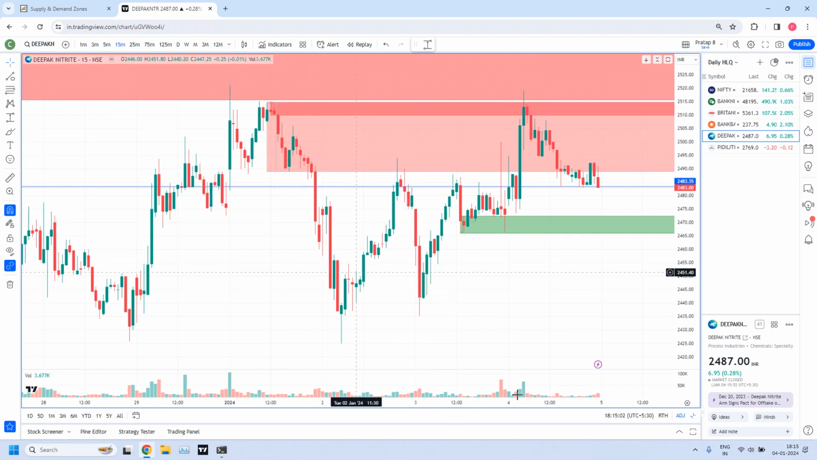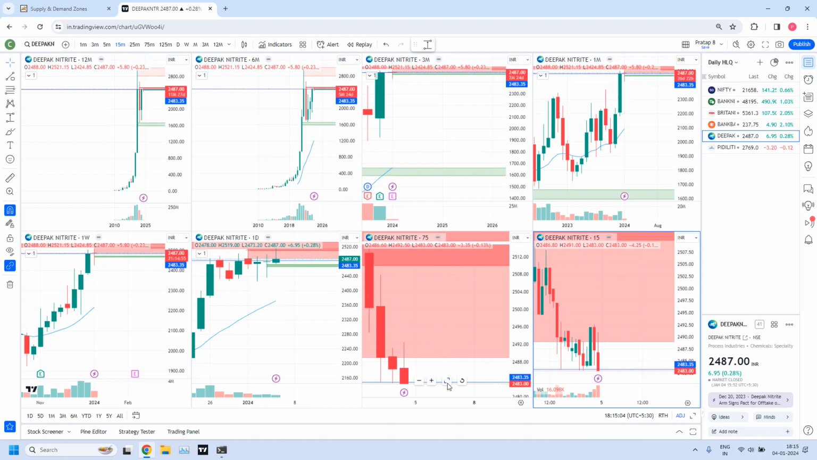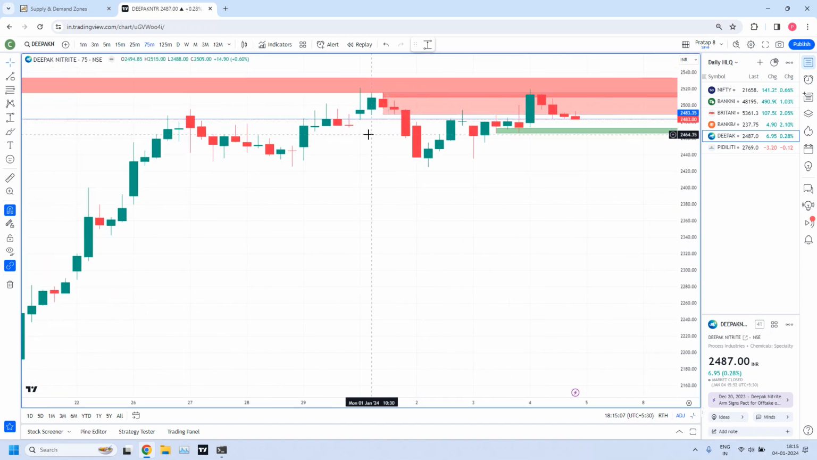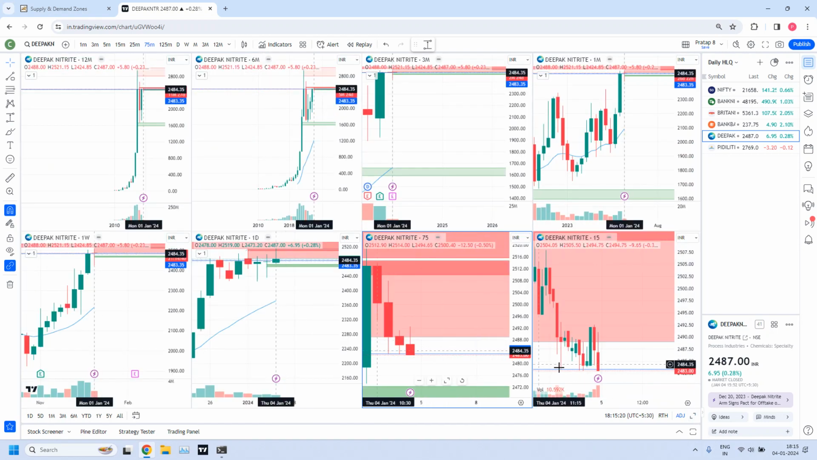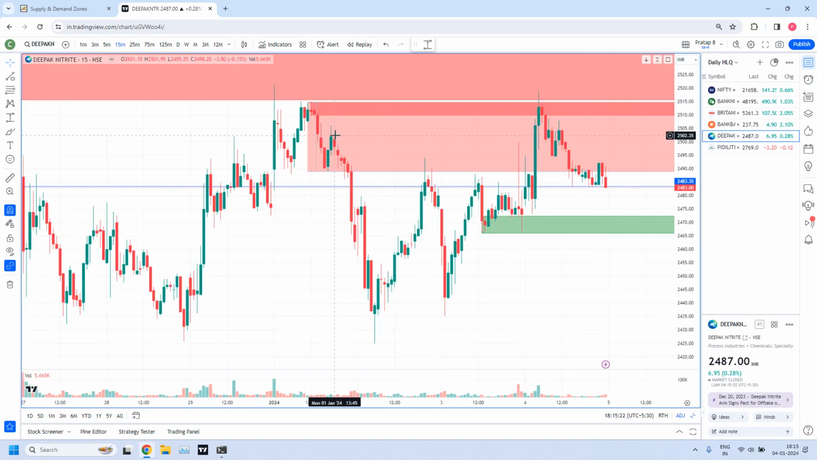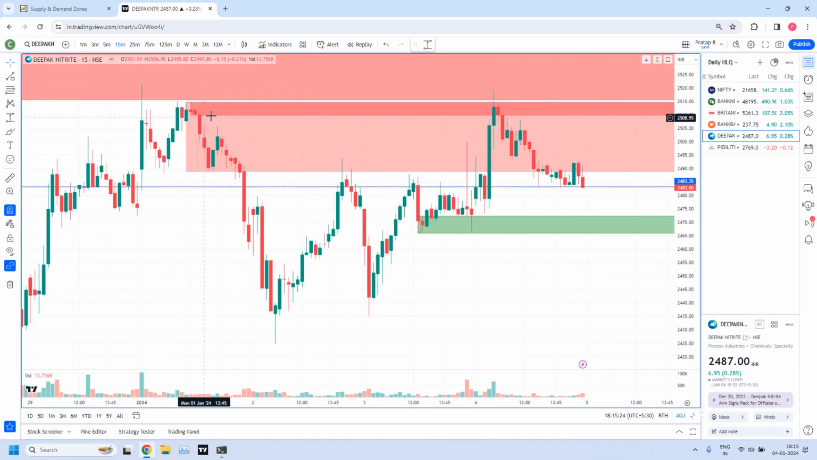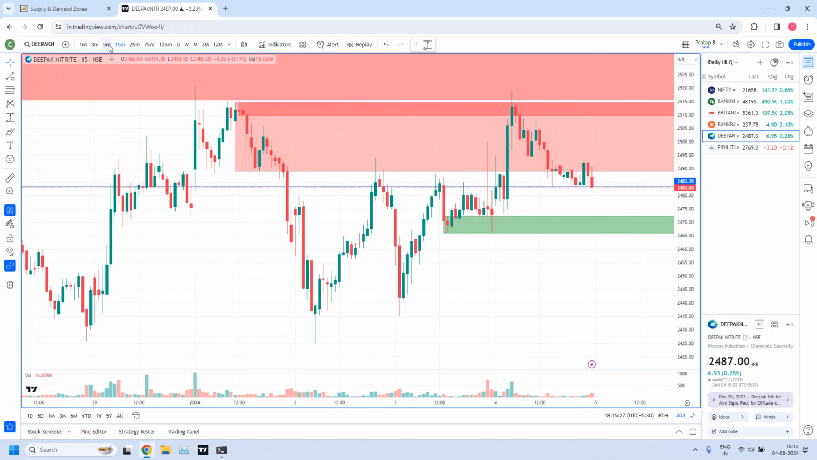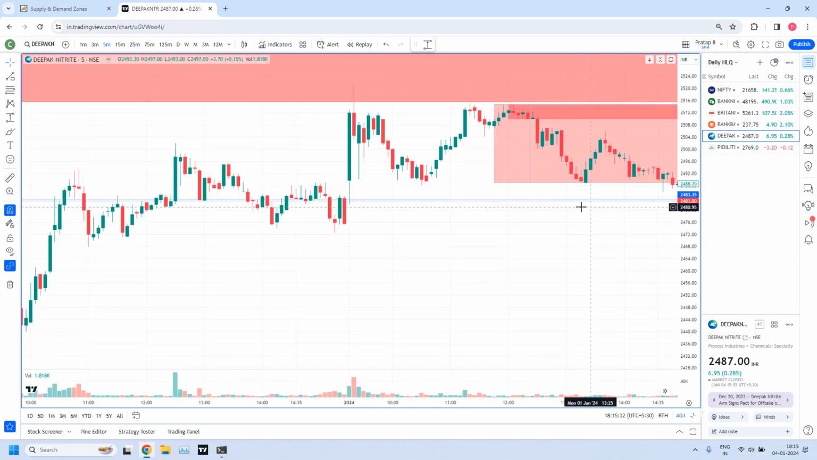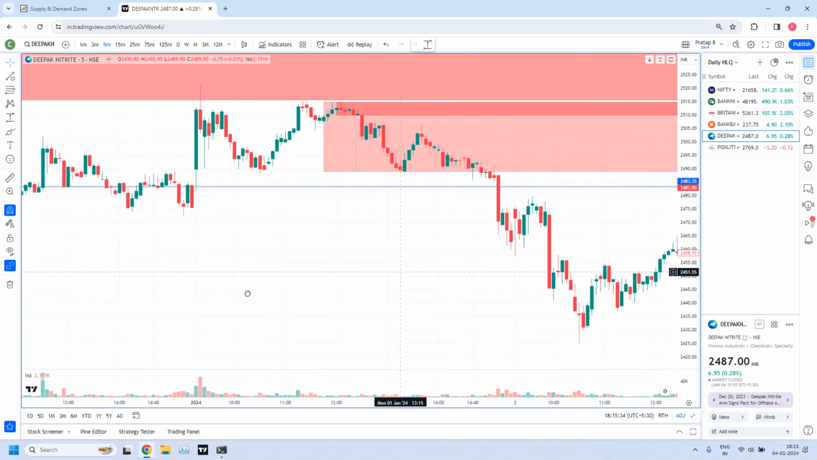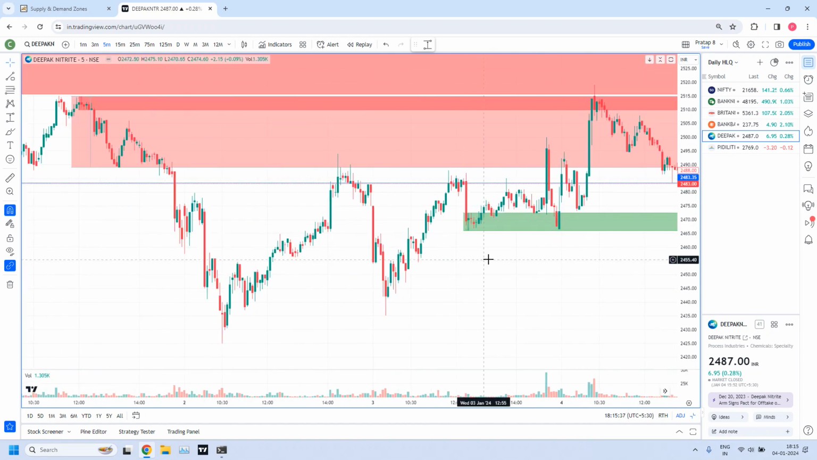Deepak Nitrate, this is a 75-minute zone. We have a rally candle, 2 base candles and a drop candle. And this is a fresh zone. So inside we identified a fresh 15-minute zone. Inside this 15-minute zone, again we identified a 5-minute zone. And this zone is violated today.